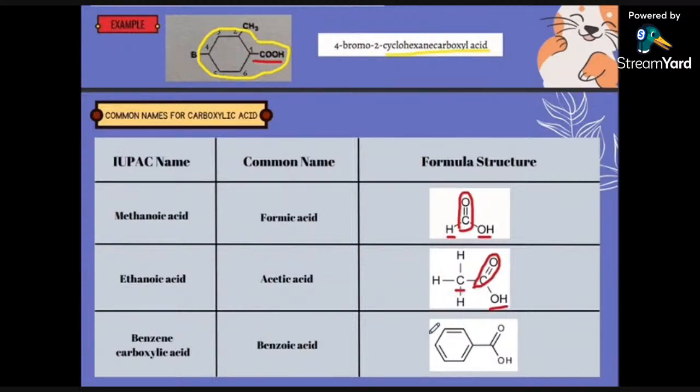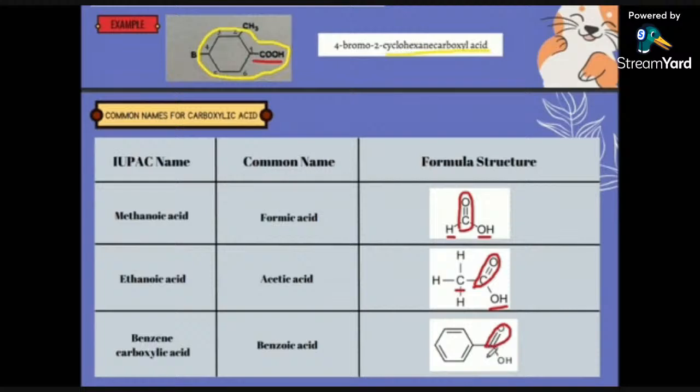Lastly, we have benzene carboxylic acid, or the common name is benzoic acid. Benzoic acid is commonly used as an antimicrobial preservative in food and beverages. This is the formula structure for benzoic acid, where the carbon is attached with a double bond O and directly attached with OH and a benzene ring.